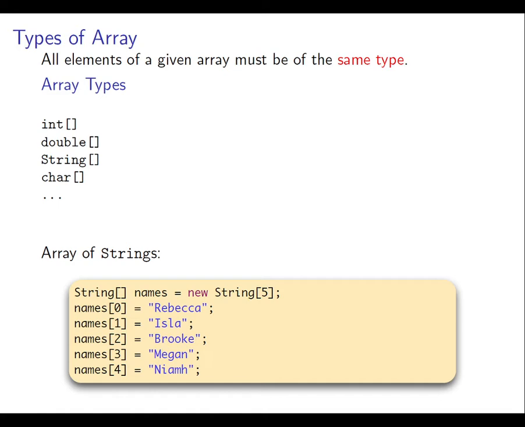Here is how we would instantiate the array of girls' names that was shown on the right hand side of an earlier slide. We can declare that the string array names is going to be an array of strings of length 5. That's what that first line there does. And then we can in turn set each of the elements of the array to the value that we want it to have.